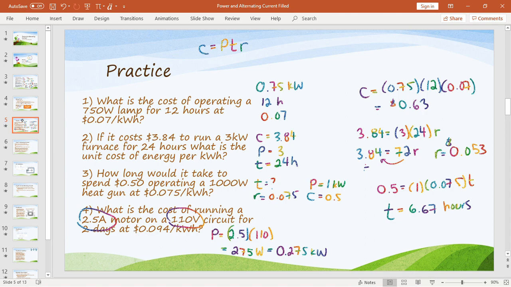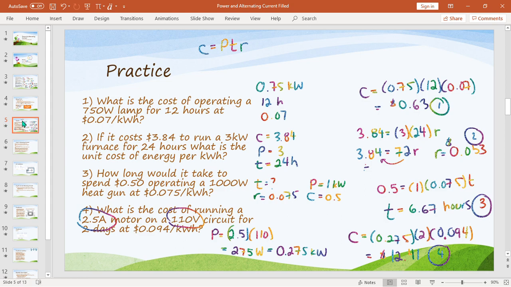Cool, cool. All right, so we're looking for cost. And we have our power. Our time is 2 days. And our rate is 0.094. Put that in, and you should get $12.41. Okay, so here's the answer for number 4. Here's the answer for number 3. Here's the answer for number 2. And here's the answer for number 1. Not hard, just put things in the right place and use the right units.